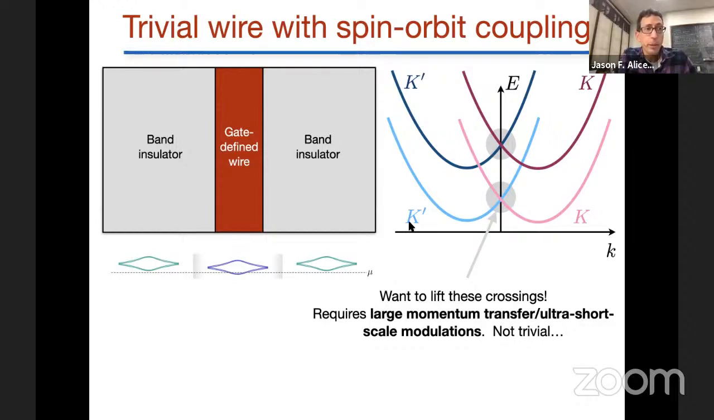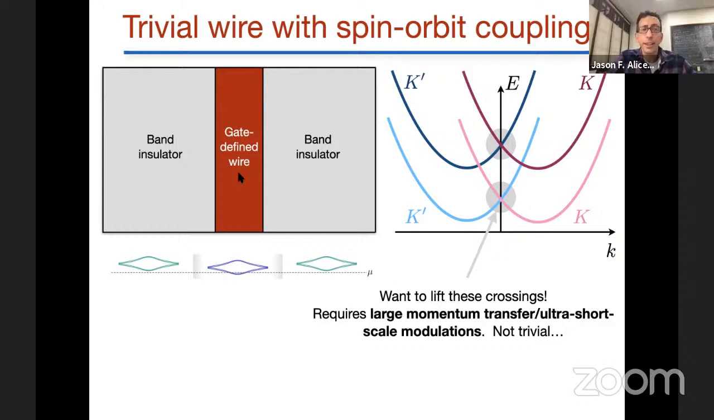So, when we were faced with this problem, we initially went down various false steps. We thought about, maybe you can somehow couple those valleys by a judicious orientation of the gate-defined wire. That turned out not to pan out. We also thought about introducing short-range scatterers, atomic scale impurities, into that gate-defined wire, and that had other problems.